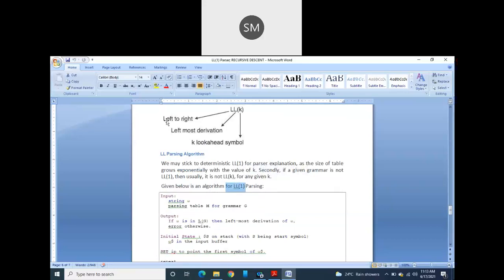The first L is nothing but scan the input from left to right. The second capital L is telling me to perform leftmost derivation. And what about this K value in brackets? The K value may be any value like 0, 1, 2, 3 or something. It tells me how many characters I should look ahead, that is, I should keep on looking further. The best example I think I gave in your previous classes, guys: suppose just imagine a small pond is there, a small pond in a park or garden.